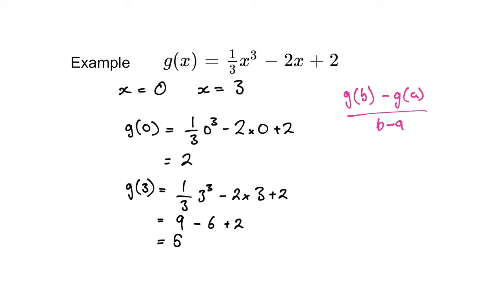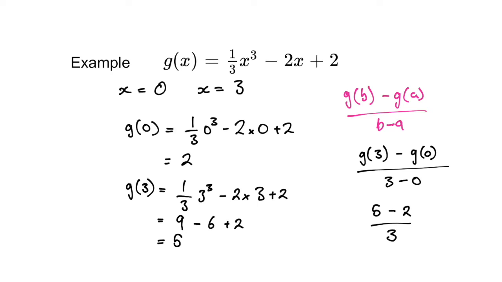So our average rate of change is going to be the change in our function, which is g of 3 minus g of 0, over our input value, so 3 minus 0. And we've already solved these, so g of 3 is equal to 5, and our g of 0 is equal to 2, over 3. 5 minus 2 is equal to 3. 3 over 3 is equal to 1. So our average rate of change is equal to 1.